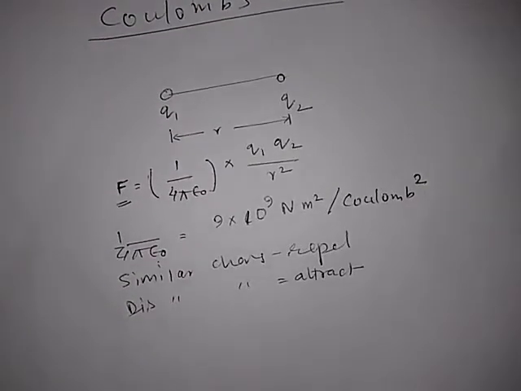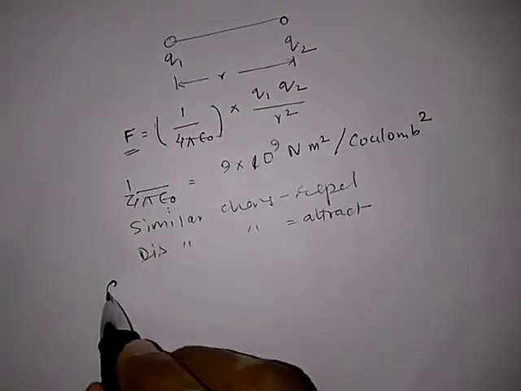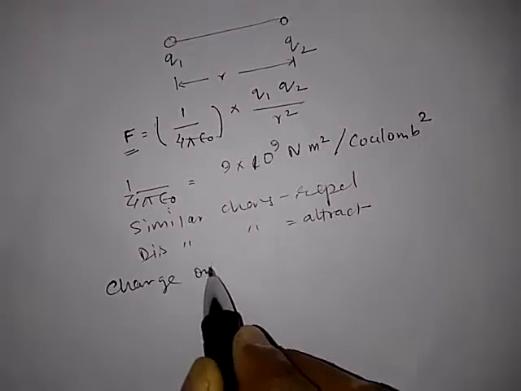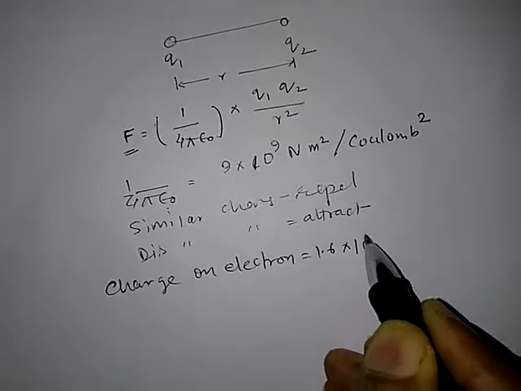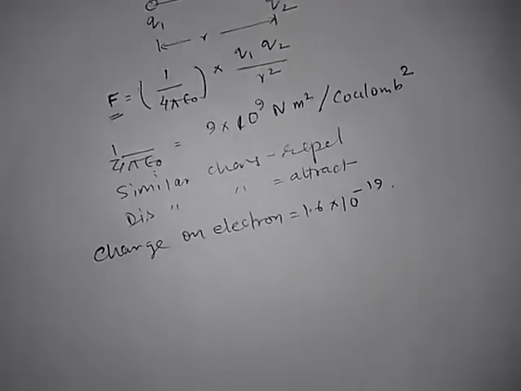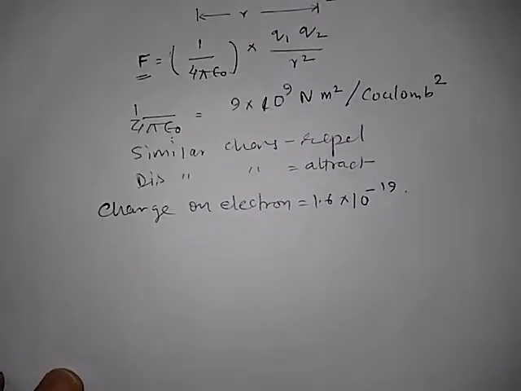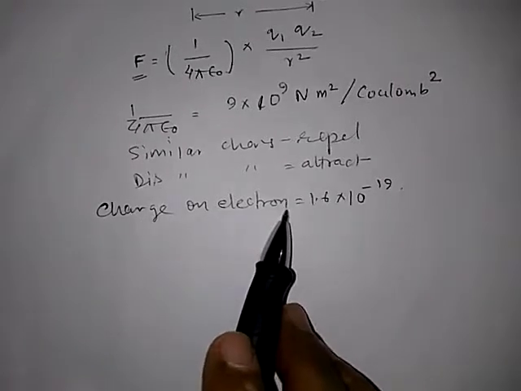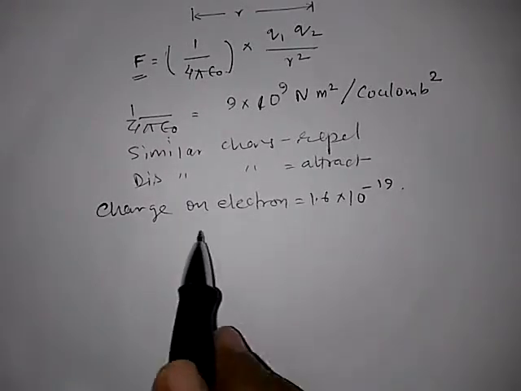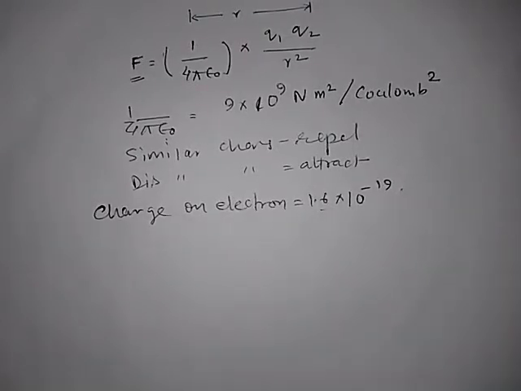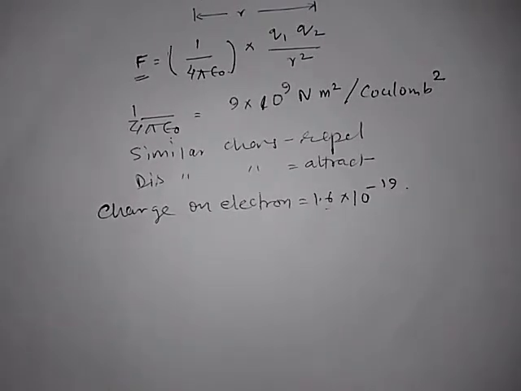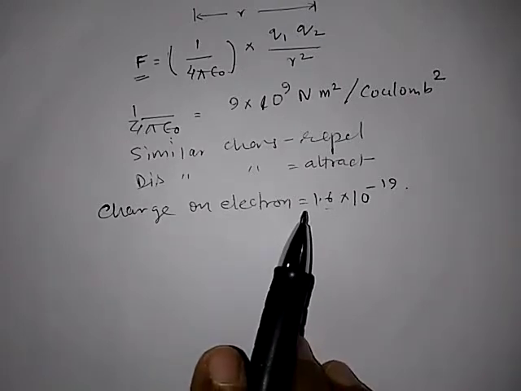Another thing you need to keep in mind is that the charge on an electron is 1.6 into 10 to the power of minus 19, and all charges are a multiple of the charge on an electron. The proton also has the same magnitude of charge, electron has a negative charge, protons have positive charge. So any charge is going to be a multiple of these charges.